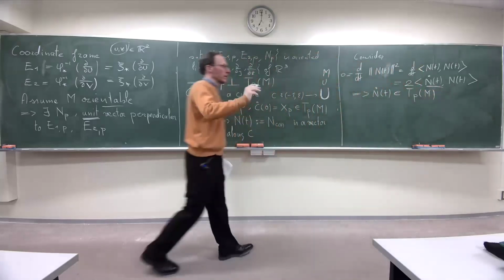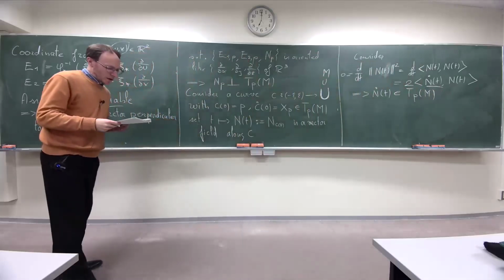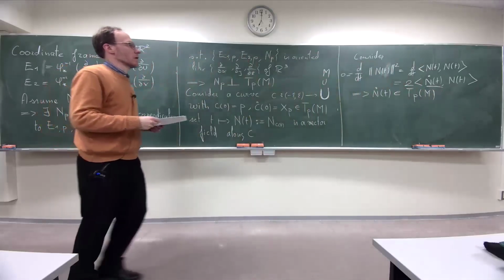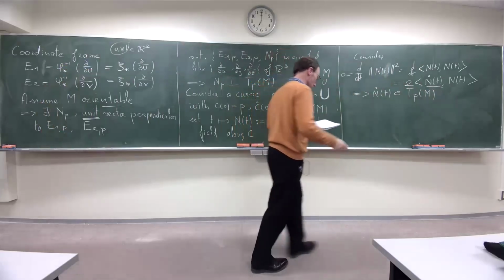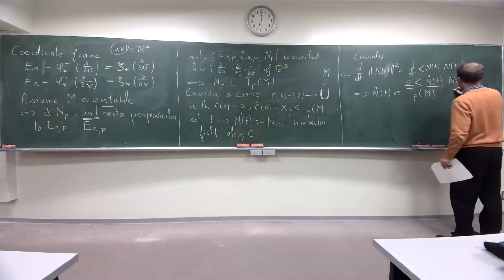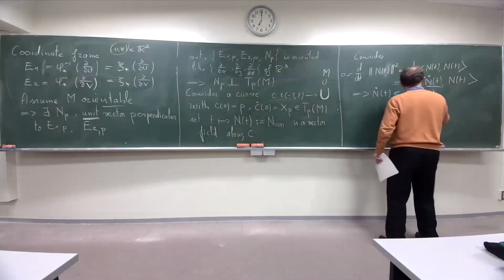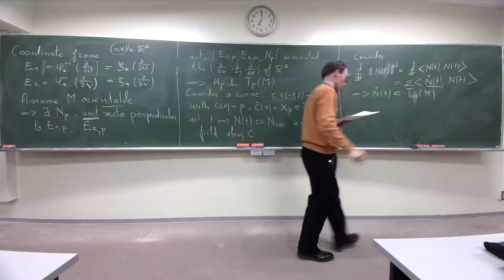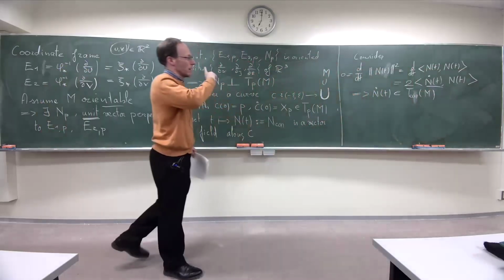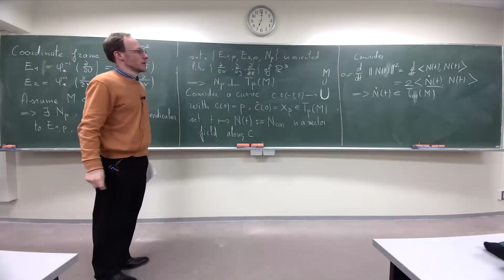Okay, because it's perpendicular to the one which is perpendicular to the tangent plane. This is true for any t. Oh, okay, I should be at c of t. I want to be more precise. This is at the point c of t.